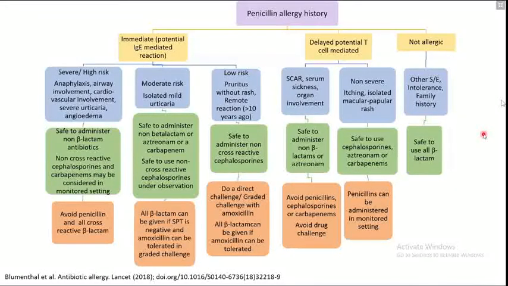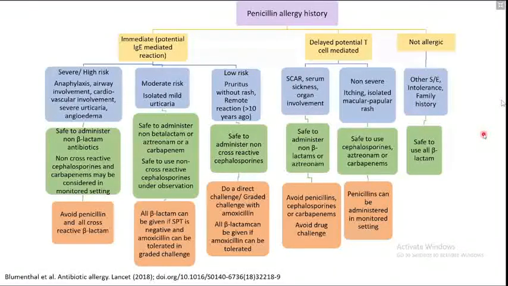If it is a moderate risk patient, right, just mild urticaria, it's safe to use a non-beta-lactam, or you can use aztreonam or a carbapenem. But you can also try a non-cross-reactive cephalosporin under observation. And ideally, these patients need a skin prick test to confirm the hypersensitivity reaction. If the skin prick test is negative, you can do a challenge, and then they can tolerate any beta-lactam. And if it is just a low-risk patient, just pruritus or a remote reaction, you can use a non-cross-reactive cephalosporin safely, or even do a direct challenge.